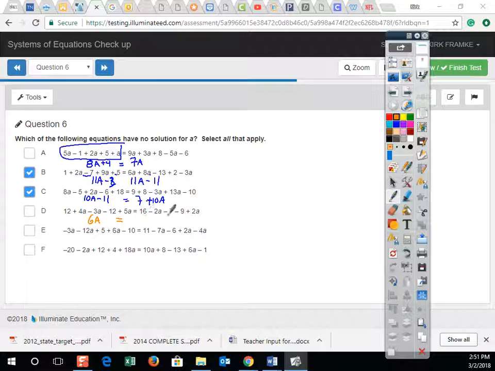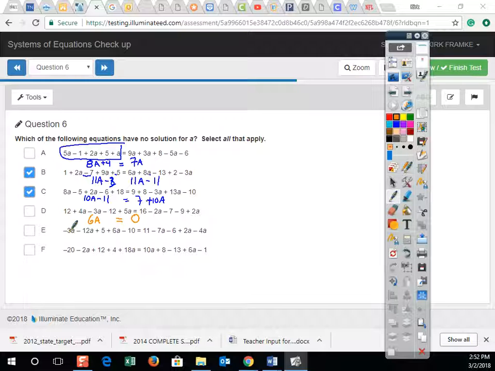So 16 minus 7 is 9. 9 minus 9 is 0. All right. So then we have negative 2 plus 2 is not 6a, it's 0. So that will have exactly one answer. a is going to be 0.